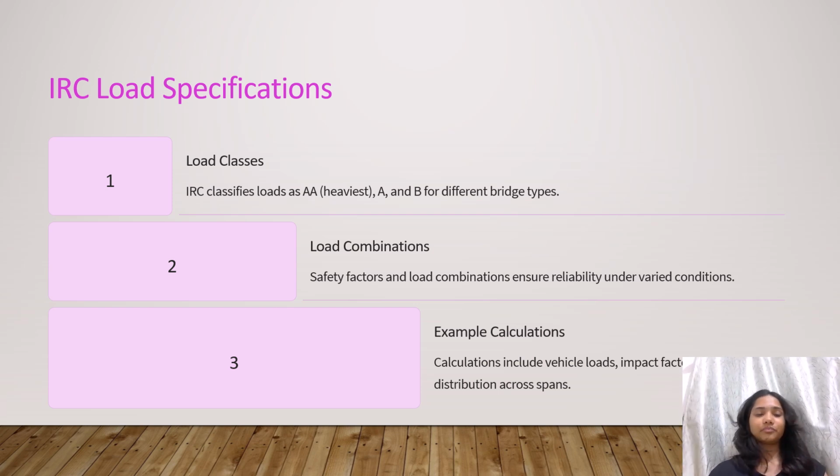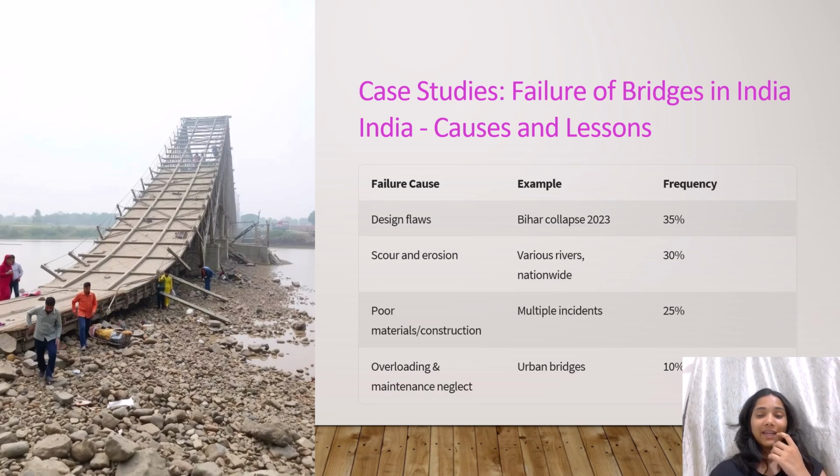Then example calculations. This includes the calculation of vehicle load or dynamic load, and how loads are distributed to different parts of the bridge. All these things are included in example calculations. Then moving forward to the case studies of failure of bridges in India. These days, a lot of bridges fail.